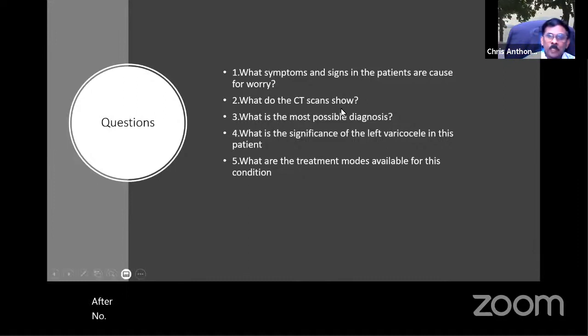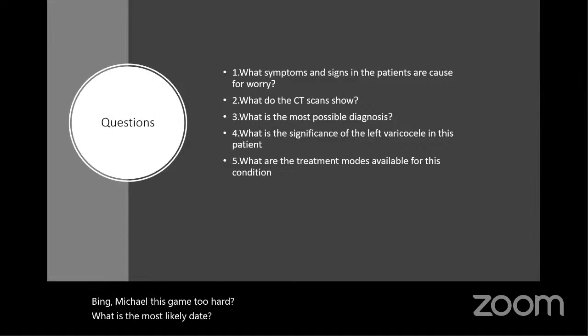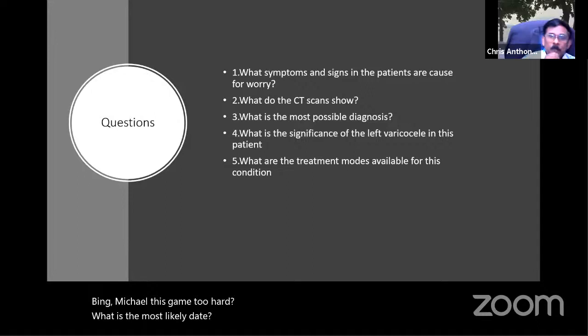Okay, what does the CT scan show? You have already mentioned that. What is the most likely diagnosis? Possible diagnosis? Renal cell carcinoma of the left kidney. Okay, good. All right, with hematuria. Okay, what is the significance of left varicocele in this patient?